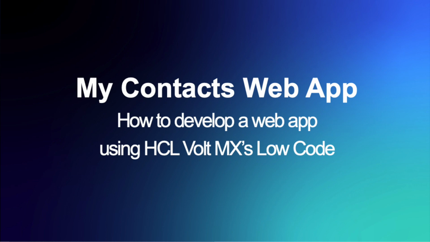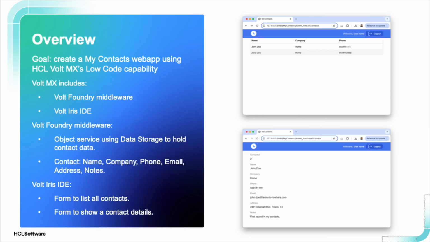In this video, we will show you how to use Volt MX low code to develop a web app to manage your contacts. The goal is to create a My Contacts web app using low code. HCL Volt MX includes Volt Foundry middleware and Volt Iris IDE. In the Volt Foundry middleware, we will create an object service using data storage to hold contacts. A contact will include a name, company, phone, email, address, and notes.